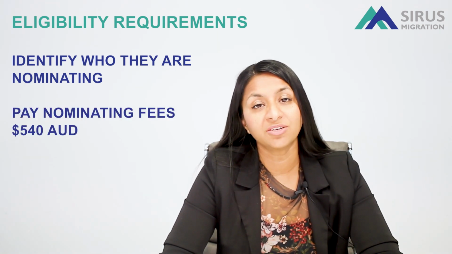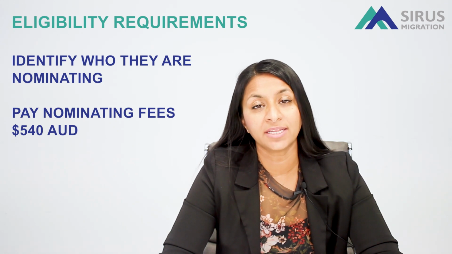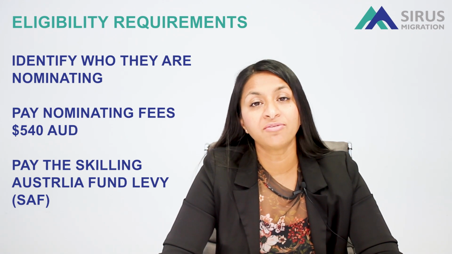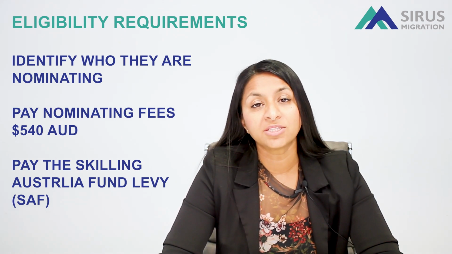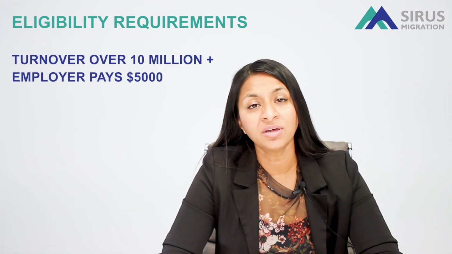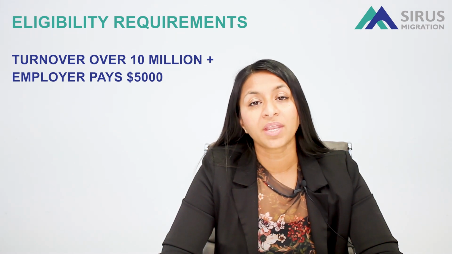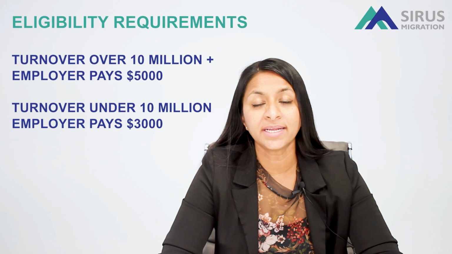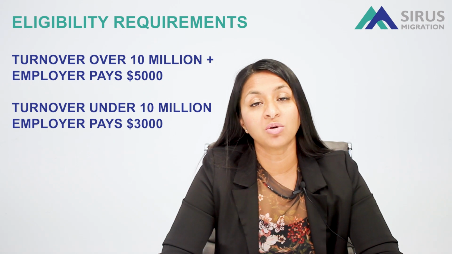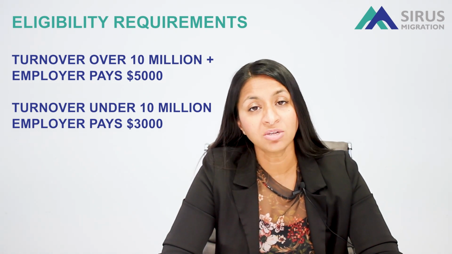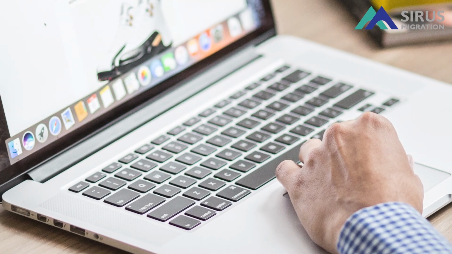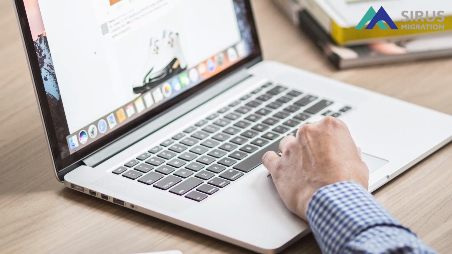They need to pay the nomination fees, which is $540 at the moment, and they also need to pay Skilling Australia Fund or the SAF levy. The amount depends on the employer's turnover. If the employer has turnover of 10 million or over, they need to pay $5,000. And if the employer's turnover is less than 10 million, they need to pay $3,000. This fee is payable in one go at the time the nomination application is lodged, and it's only refunded in very limited situations.